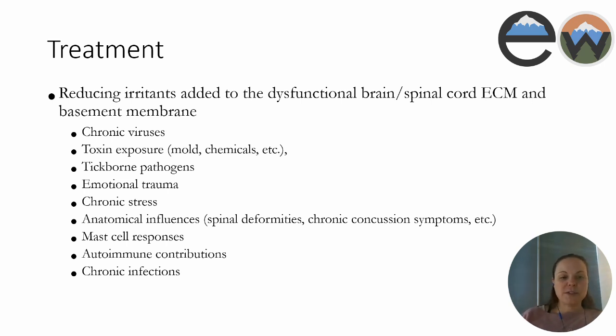And I don't want people to feel overwhelmed. I always get excited: look at all the things we get to work on. But we need to rule out chronic viruses, toxin exposure, tick-borne pathogens, emotional trauma as a component, chronic stress, anatomical influences like all the things I had on the other slide, mast cell responses, autoimmune contributions, and chronic infections as well. So just something to consider when we're talking about restoring the health of neurological tissue.